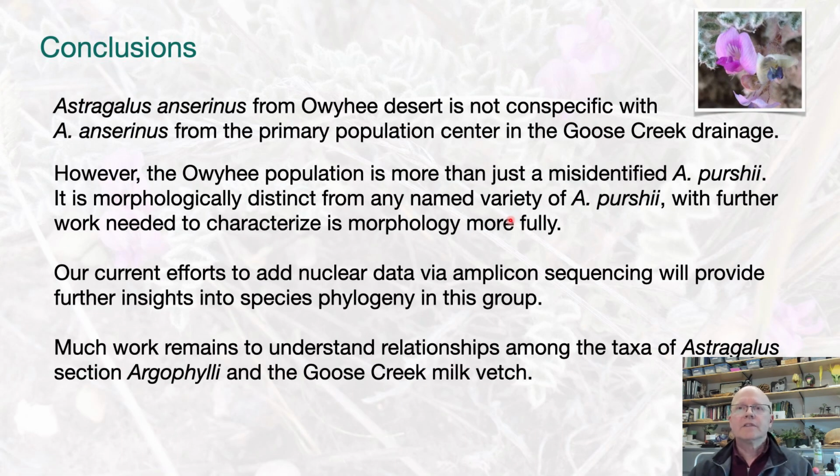So to conclude, Astragalus anserinus from the Owyhee Desert is not conspecific with Astragalus anserinus from the primary population center in the Goose Creek drainage. However, the Owyhee population is more than just a misidentified pershii. It's morphologically distinct from any named variety of pershii, and further work is needed to characterize it morphologically more fully. Our current efforts to add nuclear data via amplicon sequencing will provide further insights into species phylogeny in this group. And there's still considerable work that remains to understand the relationships among taxa of Astragalus section Argophyllae, including the Goose Creek milkvetch. Thank you.